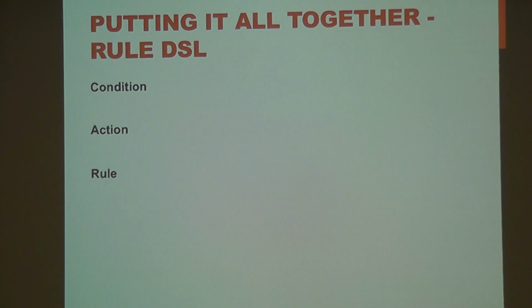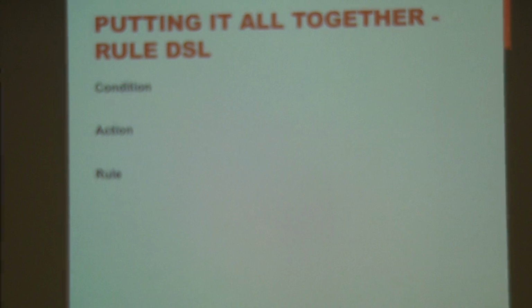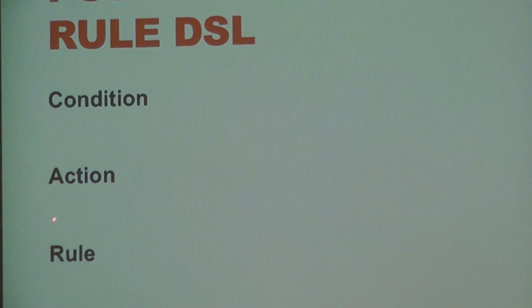So now that we've gone over some of this basic stuff, I'll show a quick example of how we could build a deeply embedded DSL in the Scala language. So let's say we want to create something for rules, and we have a condition, which is kind of like a Boolean, actions, which are kind of like functions, and rules, which are kind of like if statements.